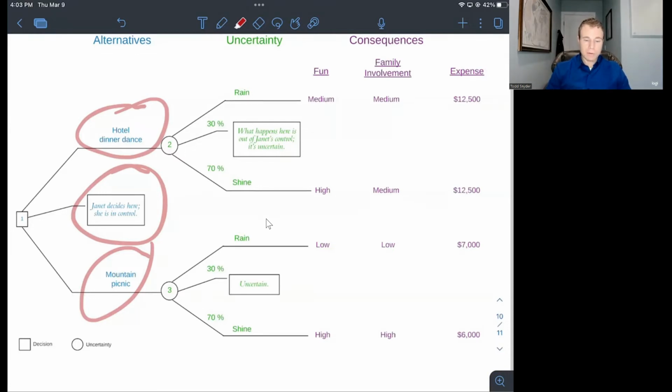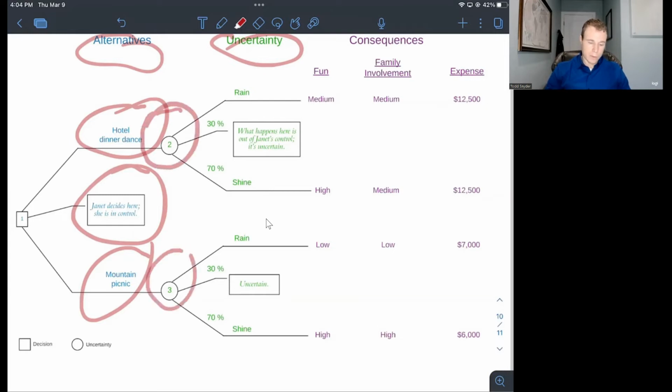Okay, so the hotel dinner dance, that's one of the alternatives, right? In other words, that's one of the options to achieve her goal, which is a fun wedding that is great for everybody involved, right? But there's uncertainty. And what you want to do is identify the point at which that uncertainty arises. So we have two alternatives, but the uncertainty is represented by these circles. As you can see down here, we have uncertainty represented by circles, and then we have decision points represented by squares. So she has to decide right here, am I going to do the hotel or am I going to do the mountain picnic?